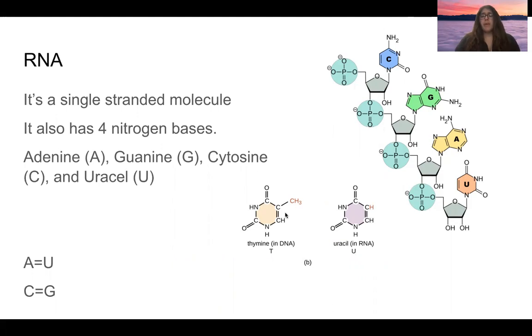So if we compare our RNA to DNA, RNA does not have thymine, which DNA has, but instead it has a base called uracil. Because uracil replaces thymine, A and U are base pairs. In DNA, A and T are base pairs, but in RNA, A and U are base pairs, and C and G will always pair up together. So there's our single-stranded molecule.